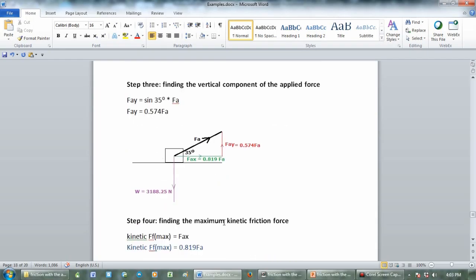Step 4, finding the maximum kinetic friction force. Since the object is moving at constant velocity, we can say the maximum kinetic friction force equals the horizontal component of the applied force. So, maximum kinetic friction force equals FAX, which equals 0.819 FA.